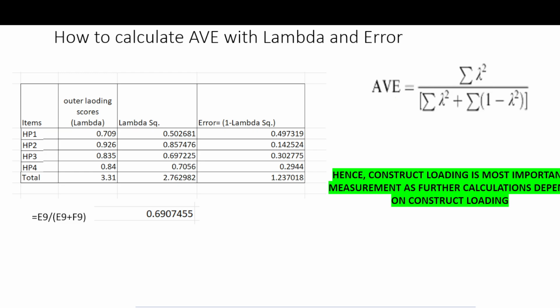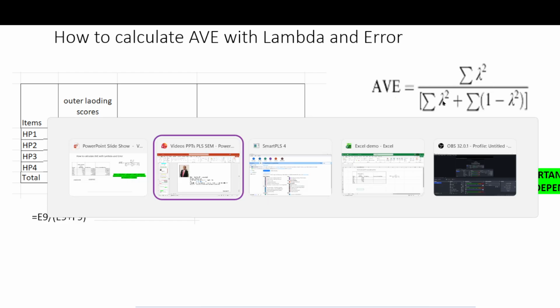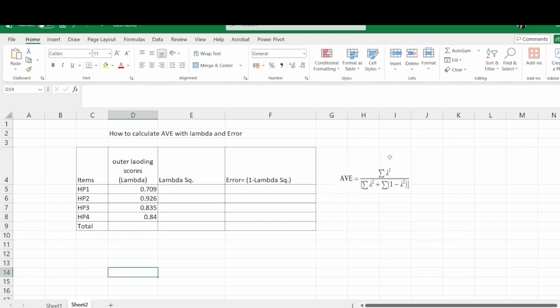The second way is to calculate the AVE with the help of lambda and error terms. We take the same happiness construct, HP1, HP2, HP3, and HP4, and note down their outer loading score, the lambda value for each item. We make it lambda square and find the error terms. We are using this formula: sum of lambda square divided by sum of lambda square plus sum of error. To execute this, we open Excel and see the calculation.